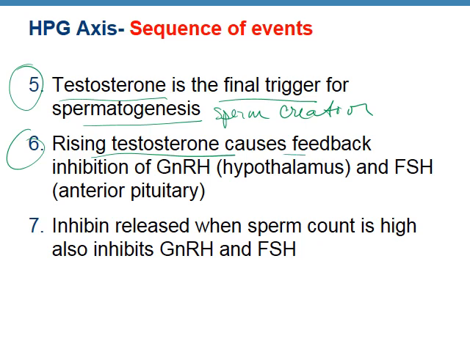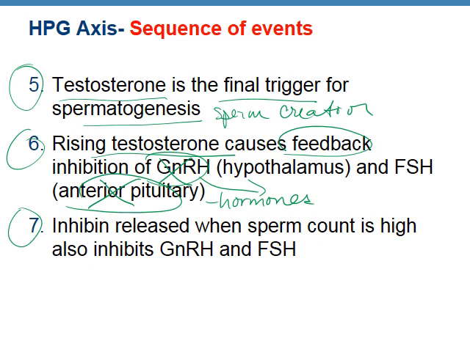Rising testosterone levels cause a feedback, and we inhibit GnRH. If we inhibit GnRH, we also inhibit the anterior pituitary hormones. Secondarily, something called inhibin is released when your sperm count is high. This also inhibits GnRH and subsequently FSH and LH.